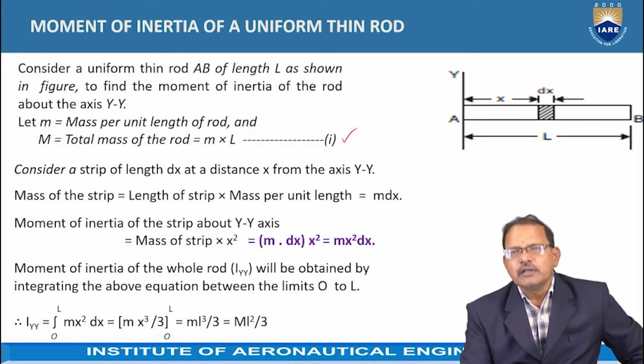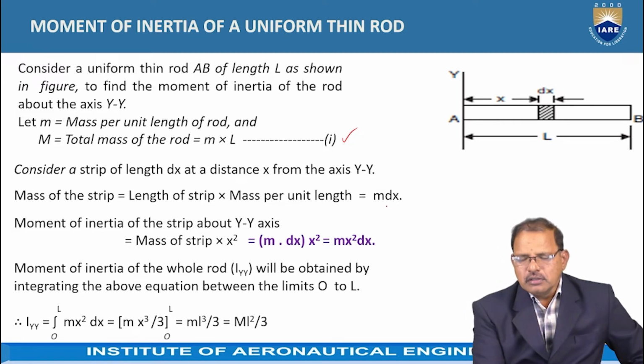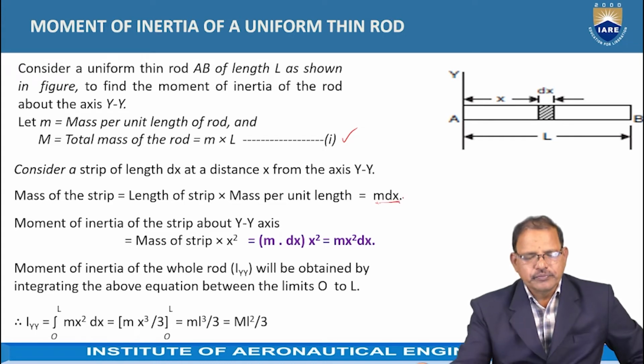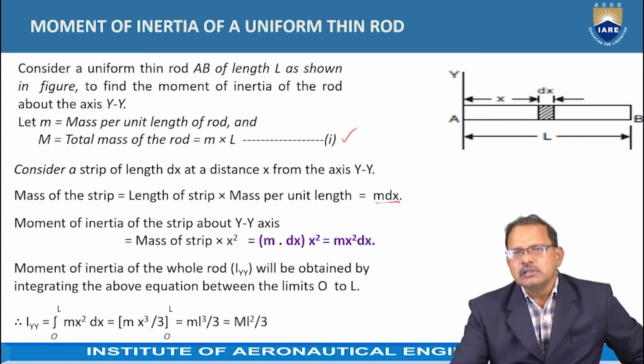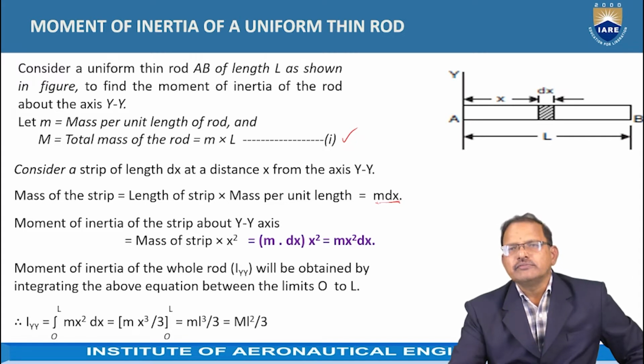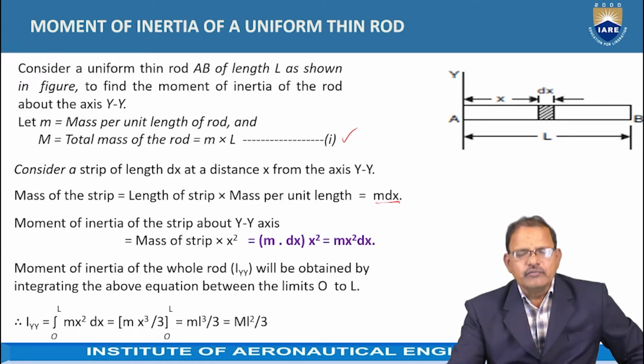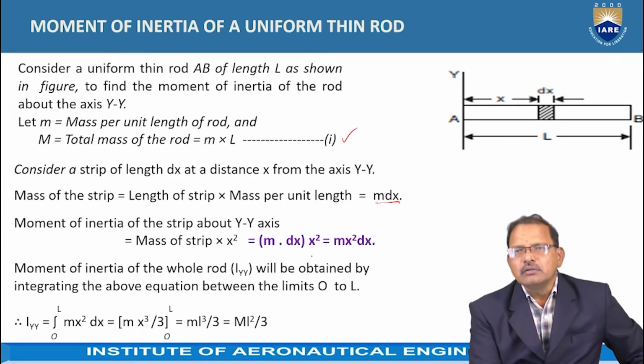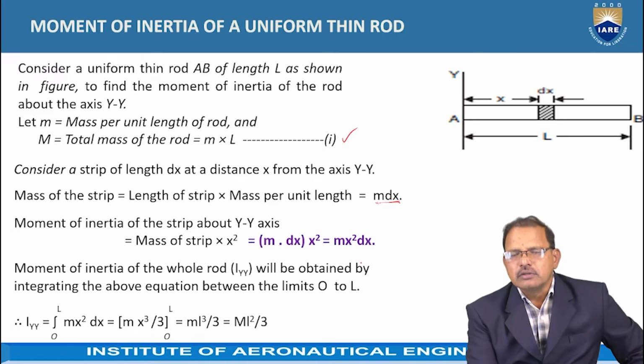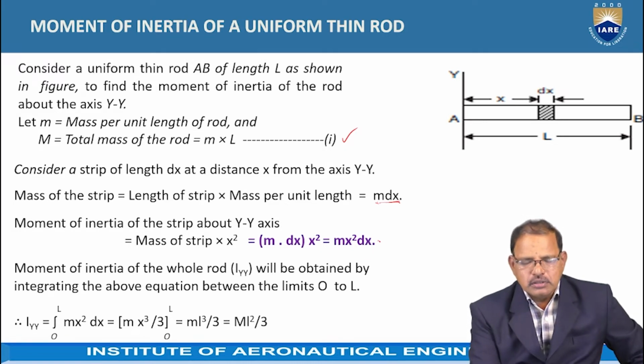Now consider a strip of length dx at a distance of x from the reference line as shown in the figure. The mass of the strip is equal to length multiplied by the mass per unit length, which is equal to m into dx. The moment of inertia of the strip about the y-axis is equal to the mass of the strip multiplied by the square of the distance between the center of gravity of the strip and the reference line, which is m into dx into x square, or m x square dx.